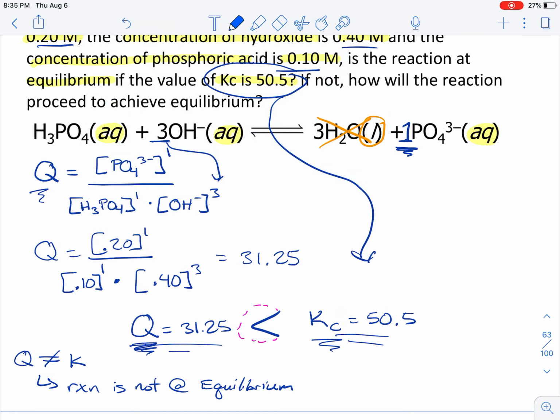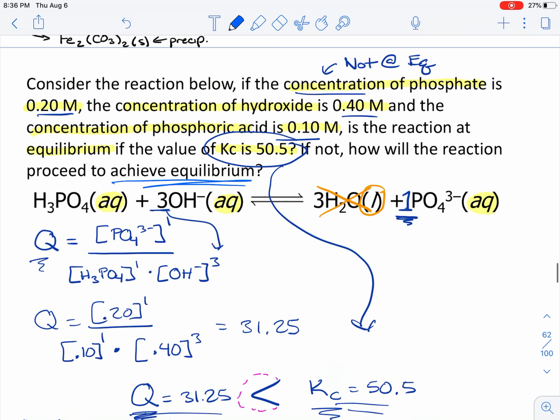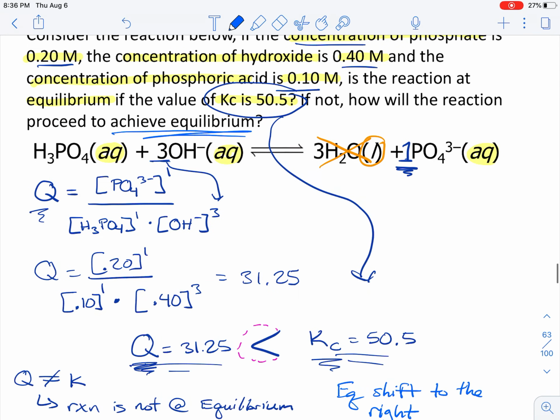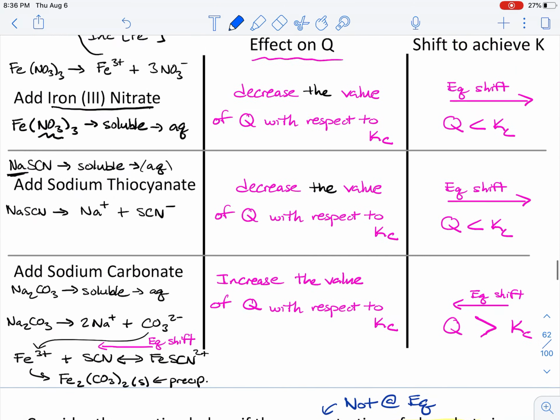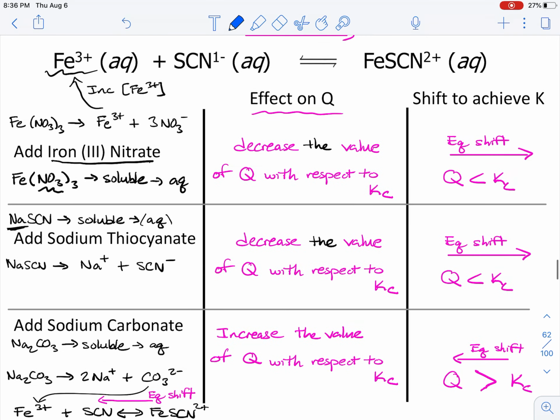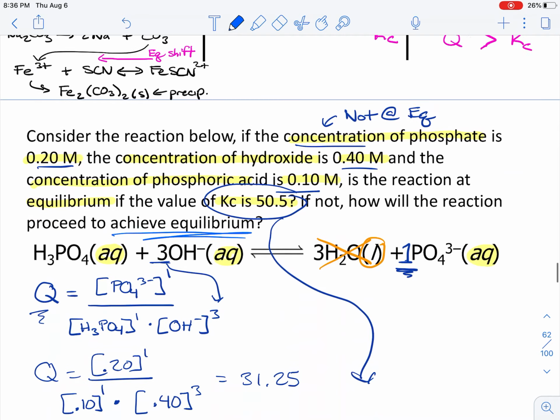And so therefore, the equilibrium must shift to the right for the equilibrium to be achieved. Okay, so this is another way that we can apply the relationship between Q and K, in addition to doing this whole reverse thing for Le Chatelier's principle.